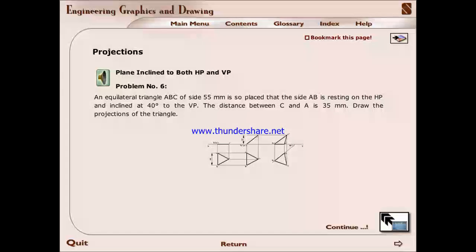A plane inclined to both the HP and the VP. Problem number 6. An equilateral triangle ABC of side 55 millimeters is so placed that the side AB is resting on the HP and inclined at 40 degrees to the VP. The distance between C and A is 35 millimeters. Draw the projection of the triangle.